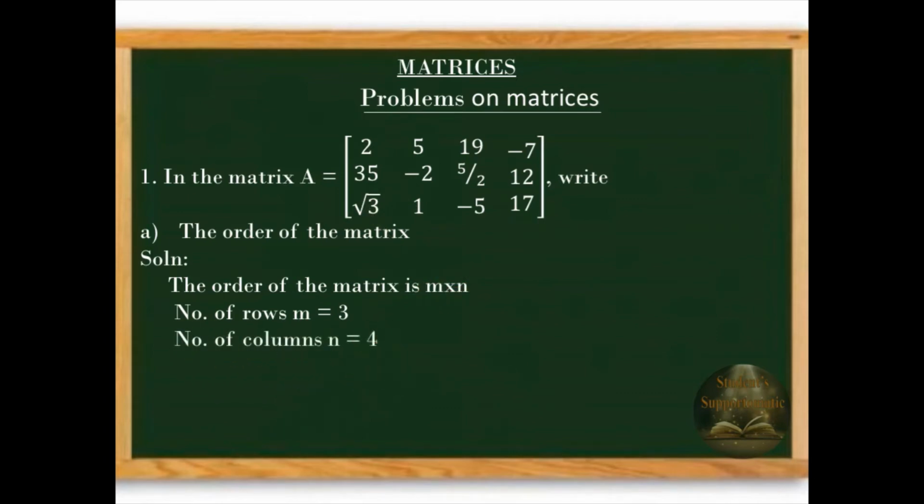Okay, so the number of rows m is 3. So the number of columns is equal to 4. So 2, 3, 5, root 3 and 5, minus 2, 1, 19, 5 by 2, minus 5, minus 7, 12, 17. These are the columns. So how many columns are there? 4 columns are there. So the order of the matrix m by n is equal to what? M is 3, n is 4. So 3 by 4. So the order of the matrix is 3 by 4.